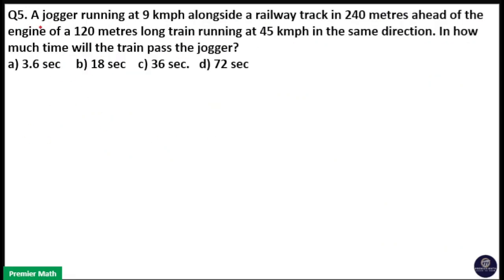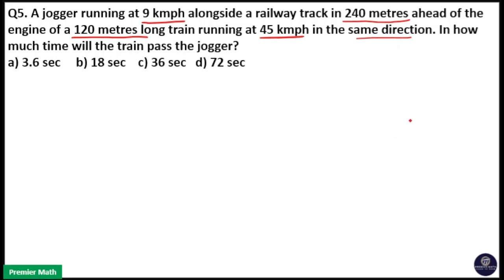Next is question number 5. A jogger running at 9 km per hour alongside a railway track is 240 meters ahead of the engine of a 120 meter long train running at 45 km per hour in the same direction. In how much time will the train pass the jogger?